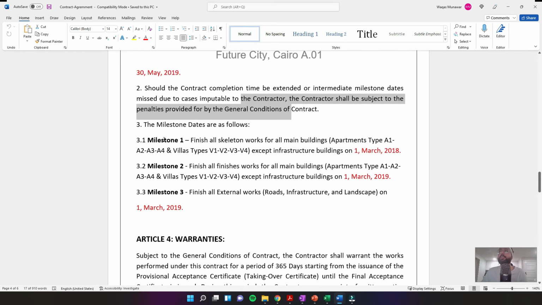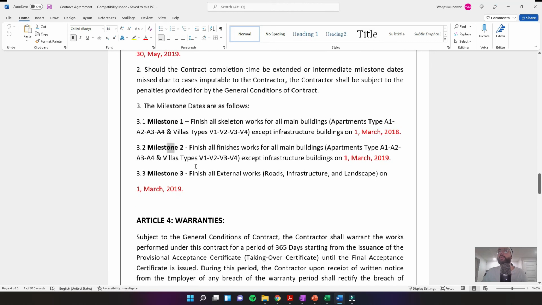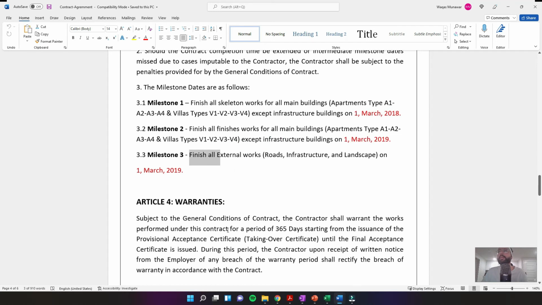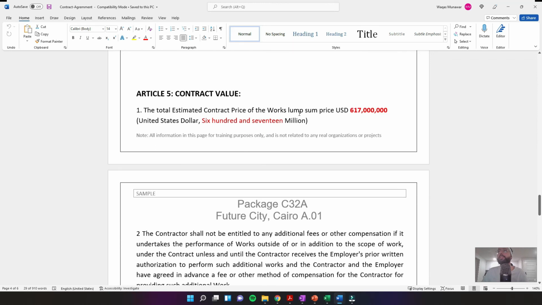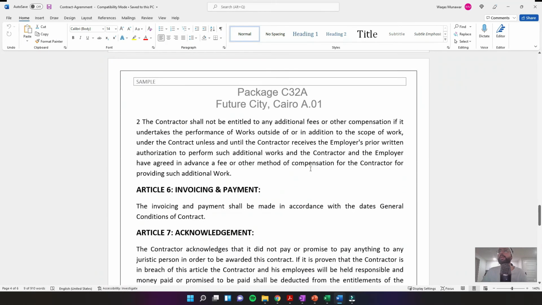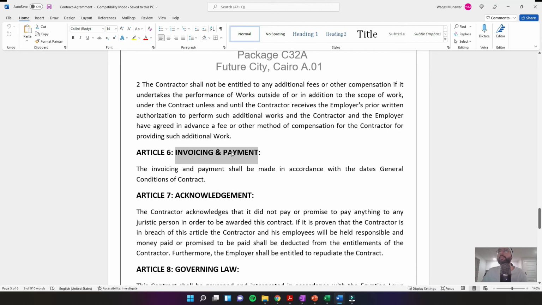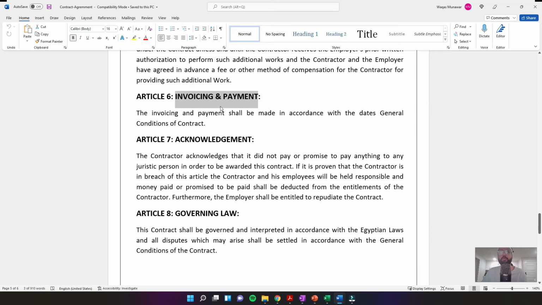And these are the key milestone dates, and you need to record these. What does it compensate? What does it consist of? And all that stuff. And what are the warranty conditions? What is the contract value? And how are we going to invoice this? So this is more for the quantity surveyor and the costing team.